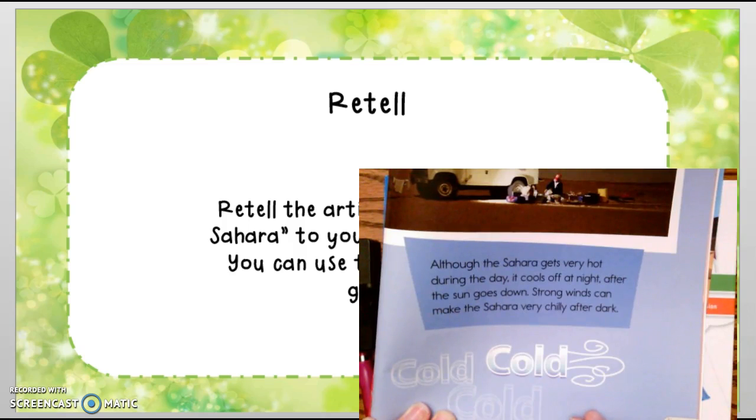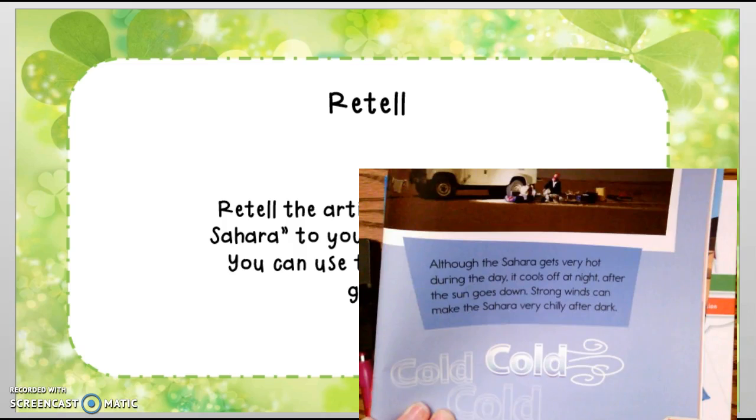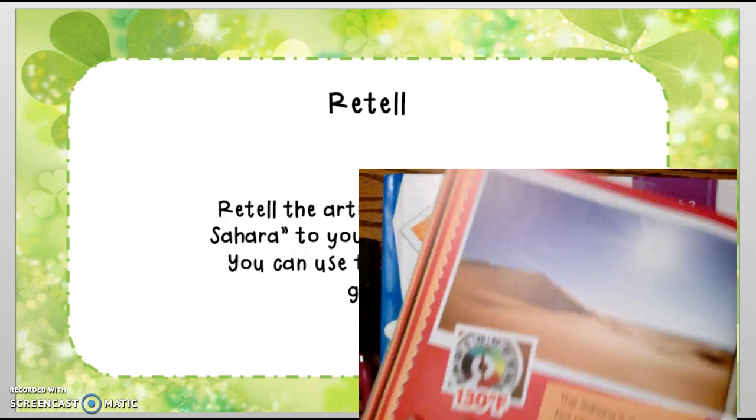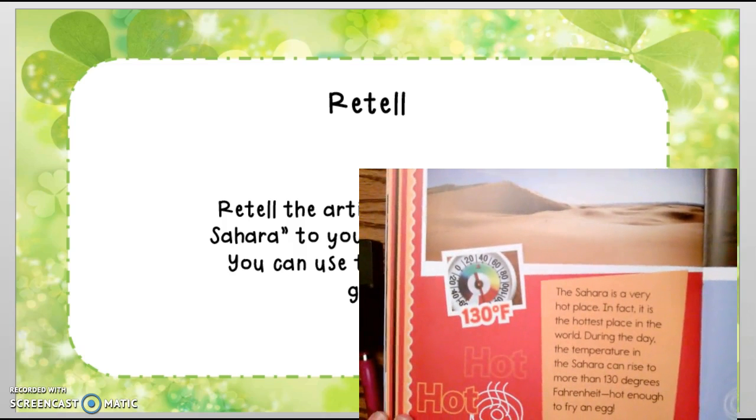If you remember back in reading the article, it talks about how the Sahara is the hottest place on earth, although at night it can get cold because of the wind. Now let's go back to looking at this frying pan. Why is the frying pan on red background?